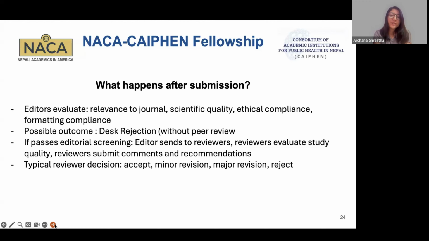Sometimes they do it, and when you respond to reviewers' comments, be very positive about it, even if you don't agree with their comment or whatever they are trying to make you change. You don't have to change everything that they are suggesting, but you can argue based on scientific reasoning, very politely as well.